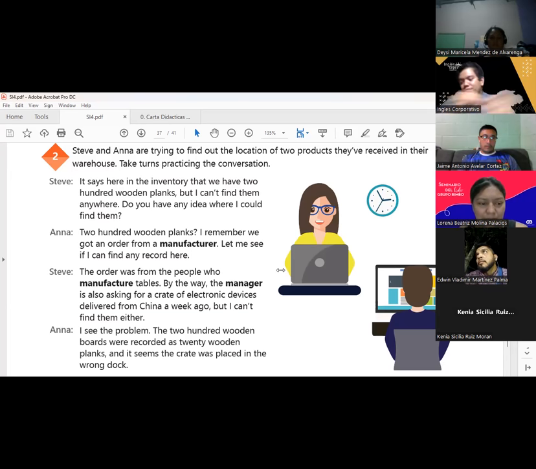Okay. It says here in the inventory that we have 200 wooden planks, but I can't find them anywhere. Do you have any idea where I could find them? 200 wooden planks? I remember we got an order from a manufacturer. Let me see if I can find the record here. The order was from the people who manufacture tables. By the way, the manager is also asking for a crate of electronic devices delivered from China a week ago, but I can't find them either. I see the problem. The 200 wooden boards were recorded as 20 wooden planks, and it seemed the crate was placed in the wrong dock.